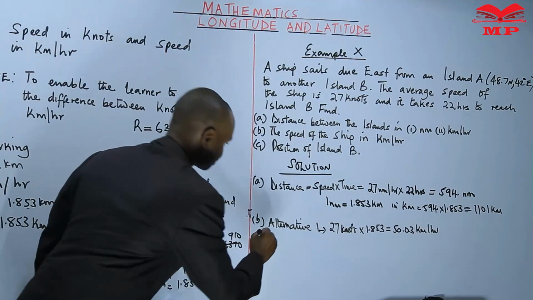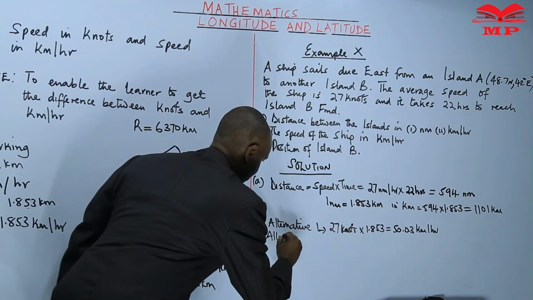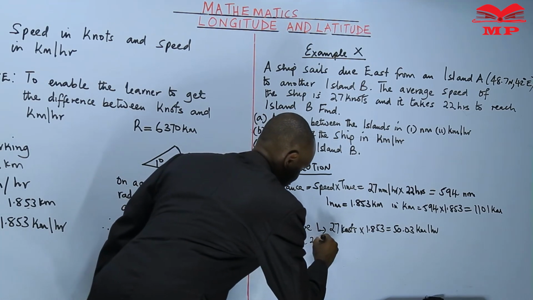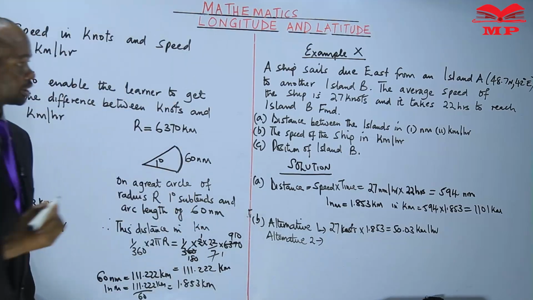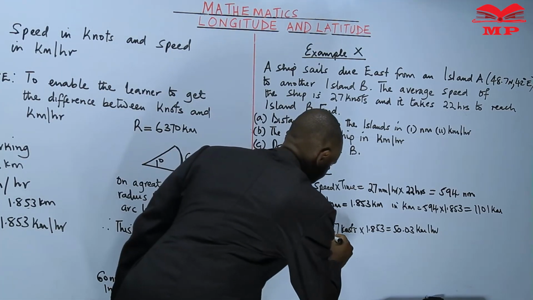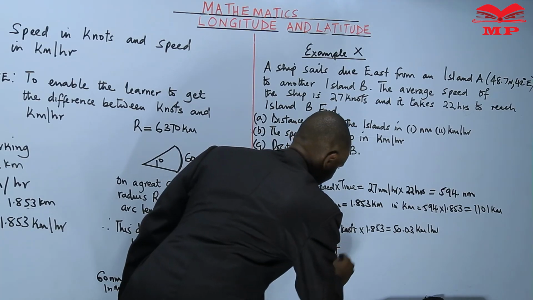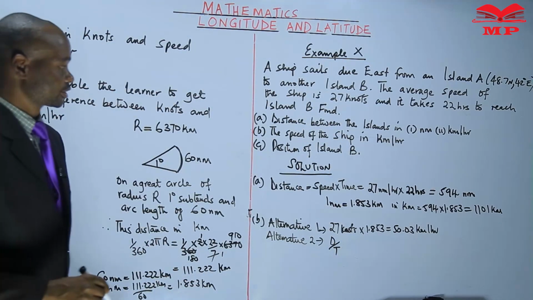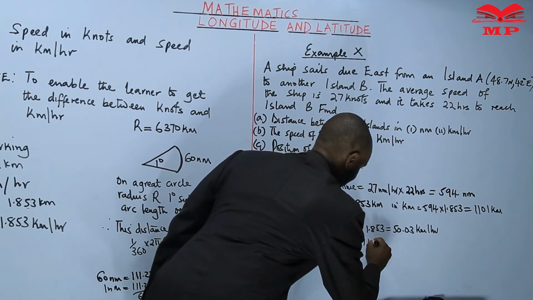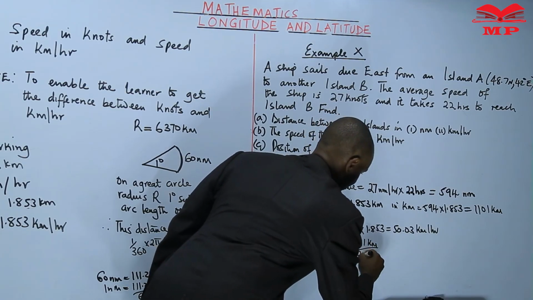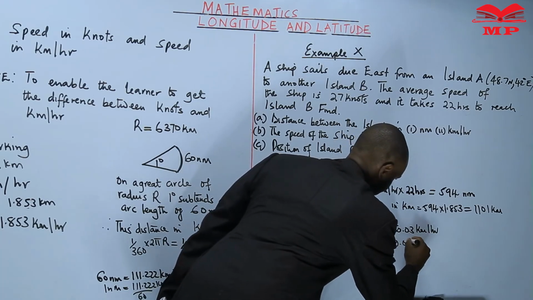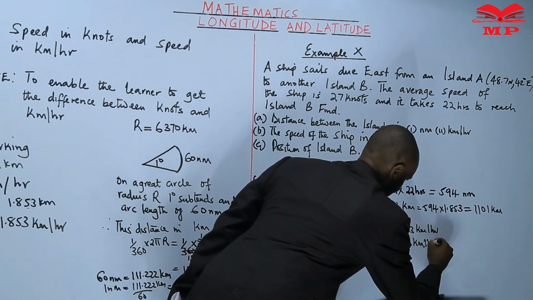Alternative 2: you'll actually get the distance divided by time. Distance divided by time. You'll take 101 kilometers and divide by 22 hours. You'll still get 50.03 kilometers per hour.